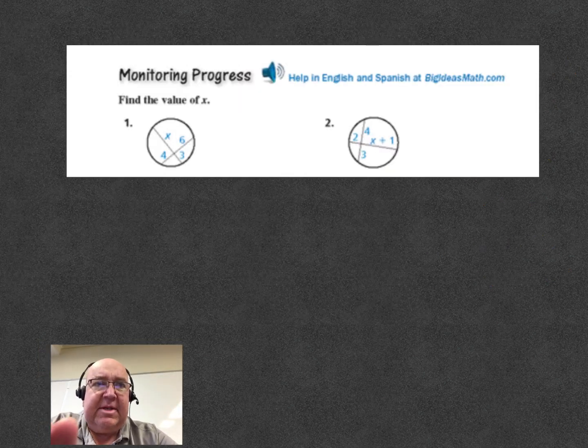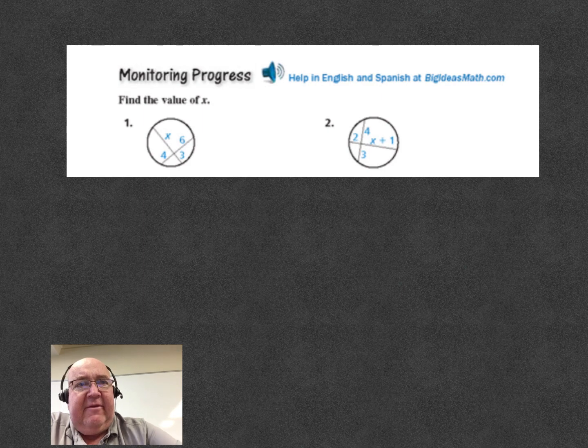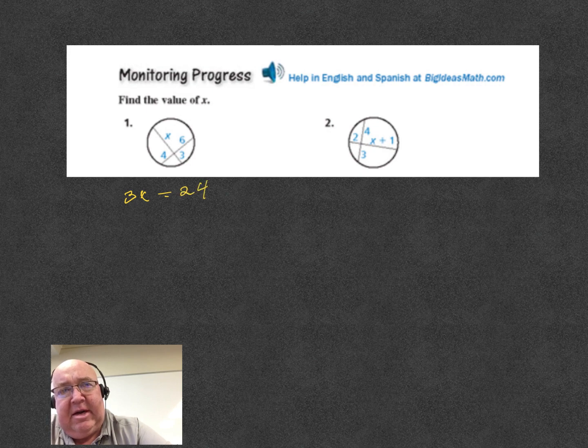Just some more problems here. We're going to have 3 times x is going to be equal to 24, and divide by 3. X is equal to 8.